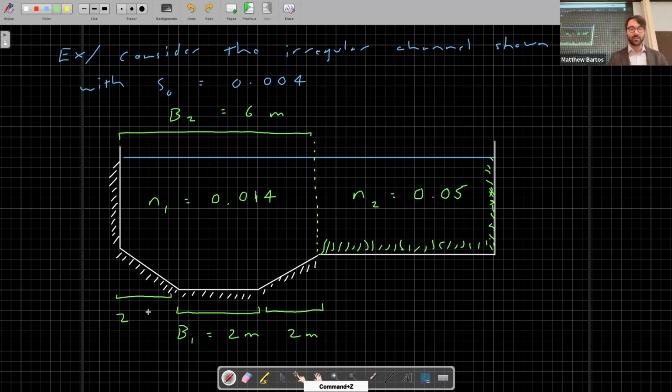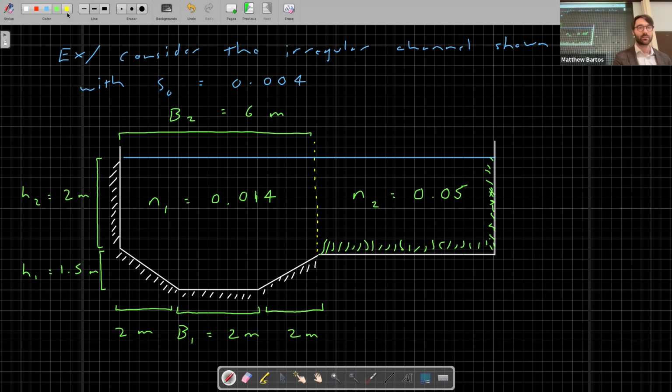I don't know why I drew it like that. Let me get even with these other markings. The height of this triangular portion here is going to be H1 equal to 1.5 meters. The height of this portion right here is going to be H2 equal to 2 meters.